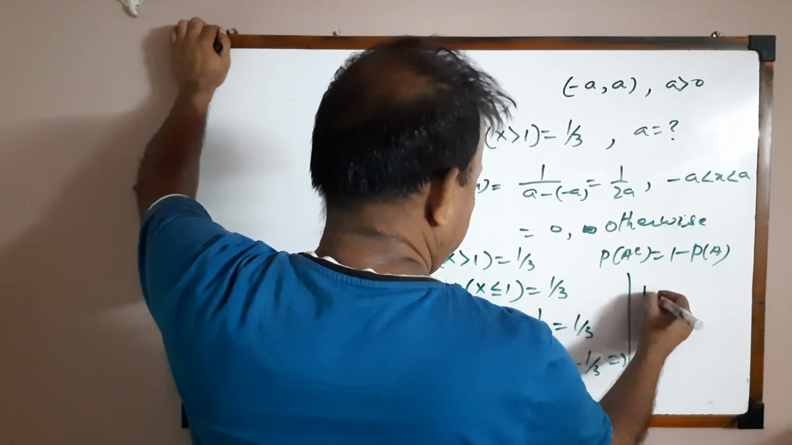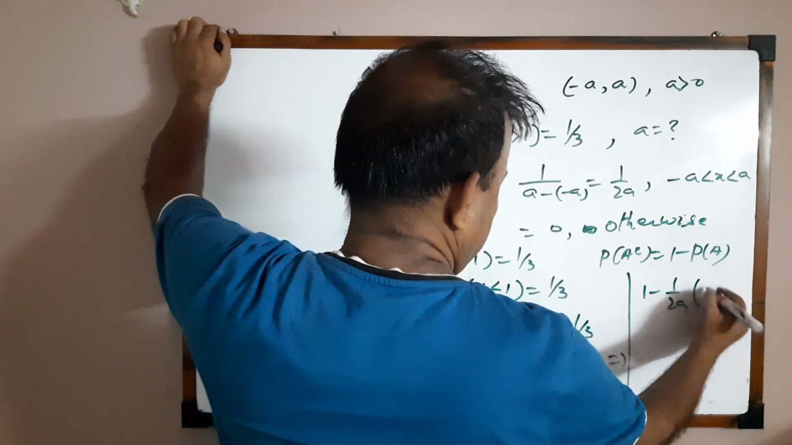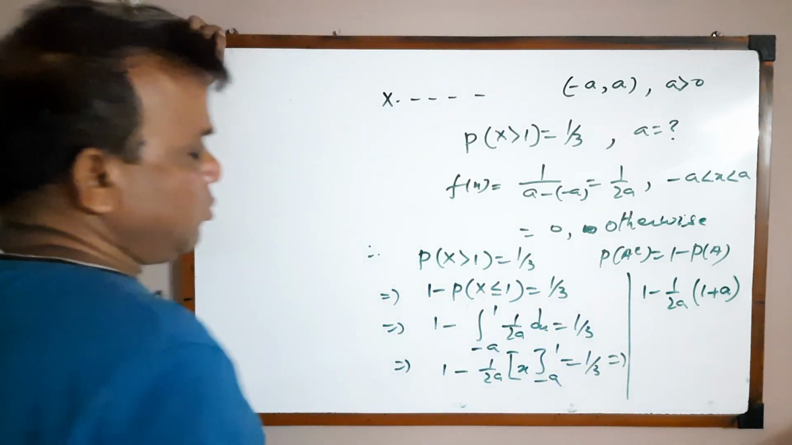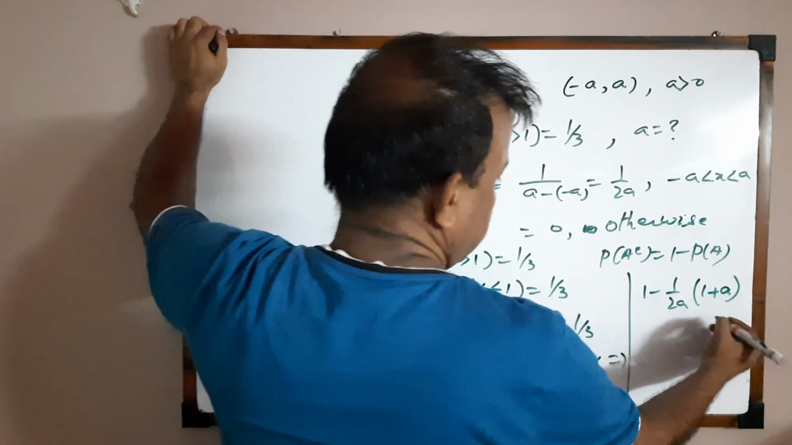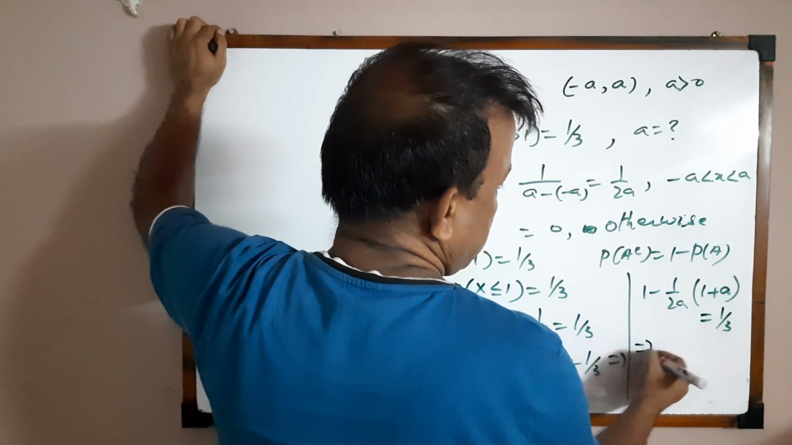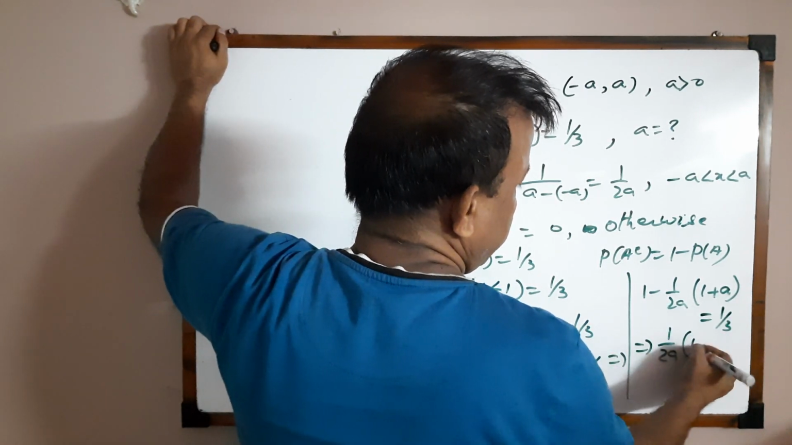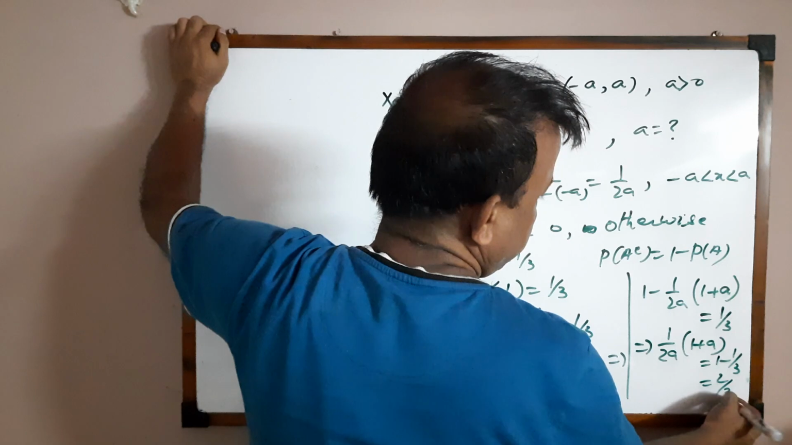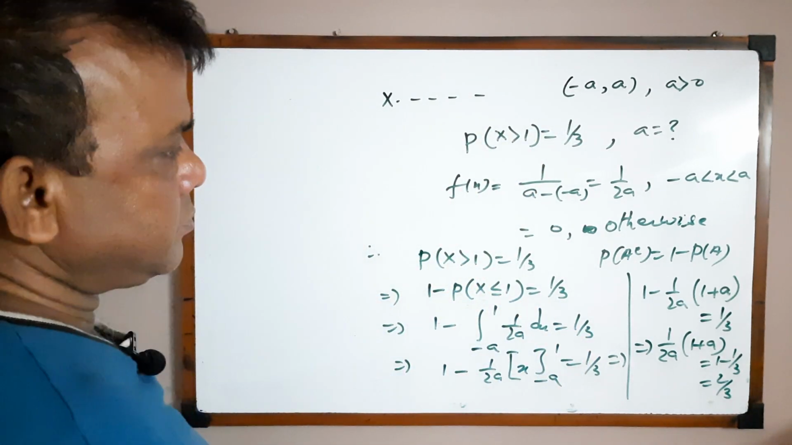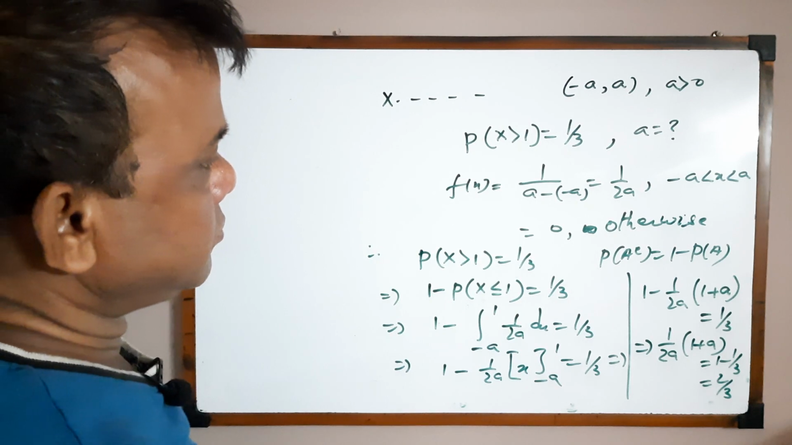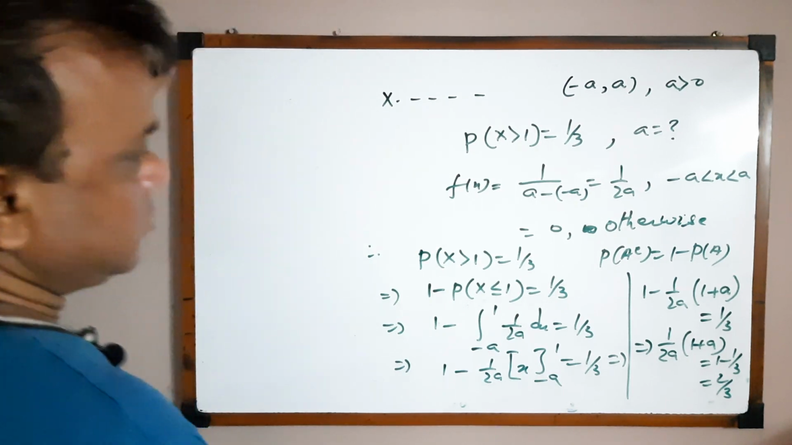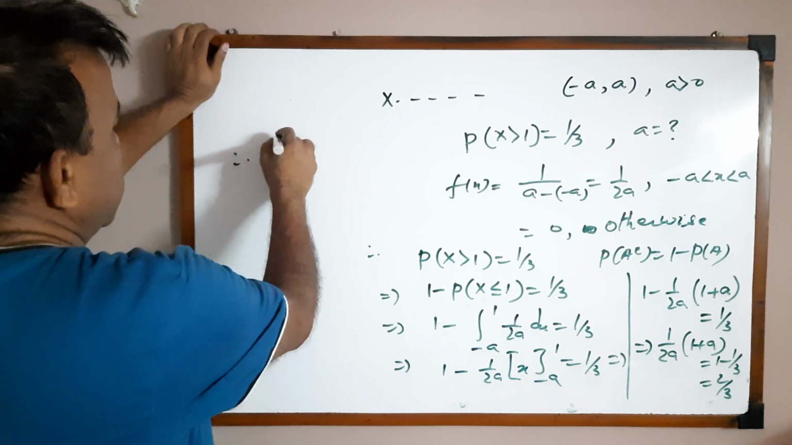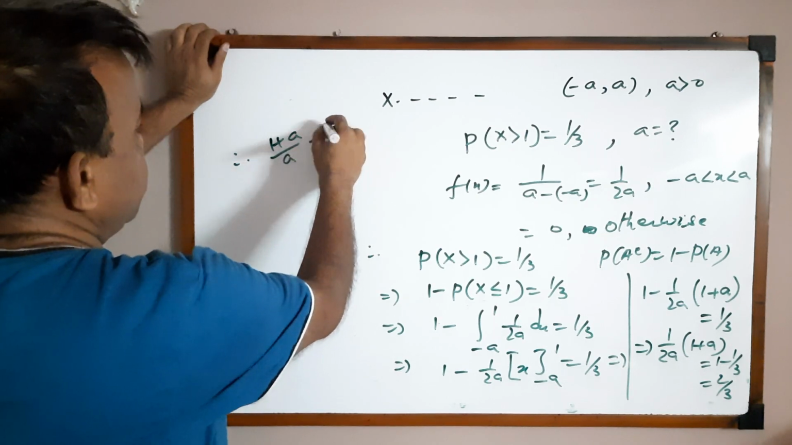Therefore 1 minus 1 by 2a times (1 minus of minus a), which equals 1 plus a, is equal to 1/3. Therefore 1 by 2a into (1 plus a) is equal to 1 minus 1/3, which is 2/3. Therefore (1 plus a) by a is equal to 4 by 3.